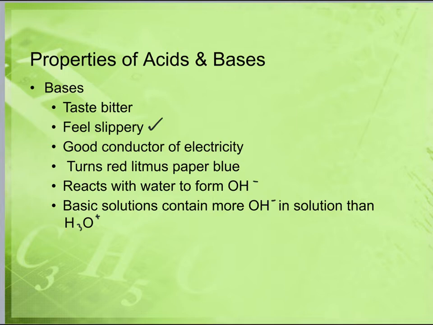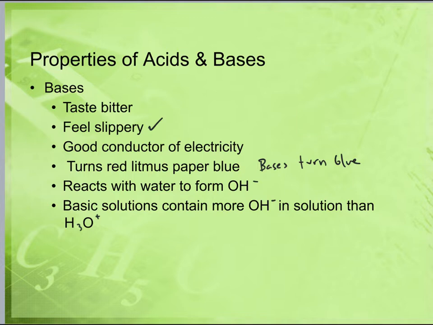They are good conductors of electricity, just like acids, so both of these things conduct well. Bases turn red litmus paper blue. The way that I remember which one does which, so if you can remember one, then the other one's pretty easy. Bases turn blue, right? B turns B. Bases turn blue. So if you're trying to figure out if it's an acid or a base, and you have litmus paper, the one that turns blue is a base.